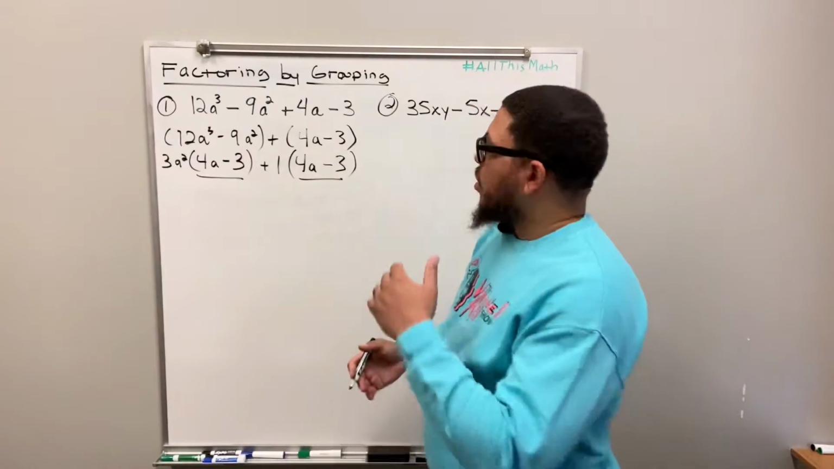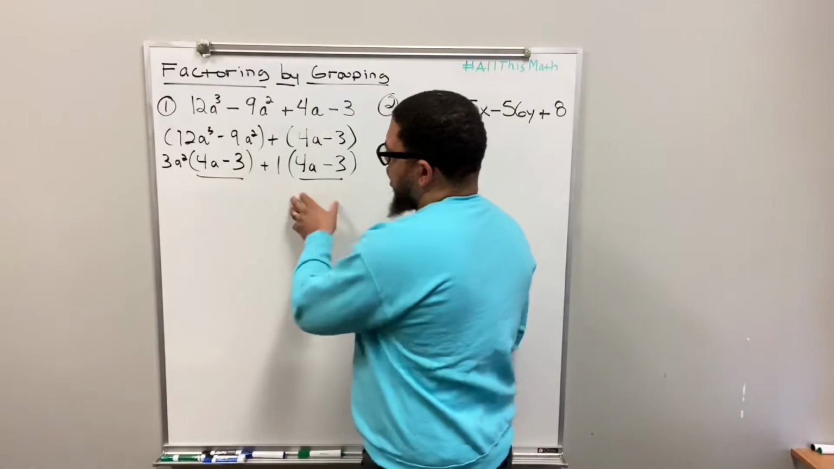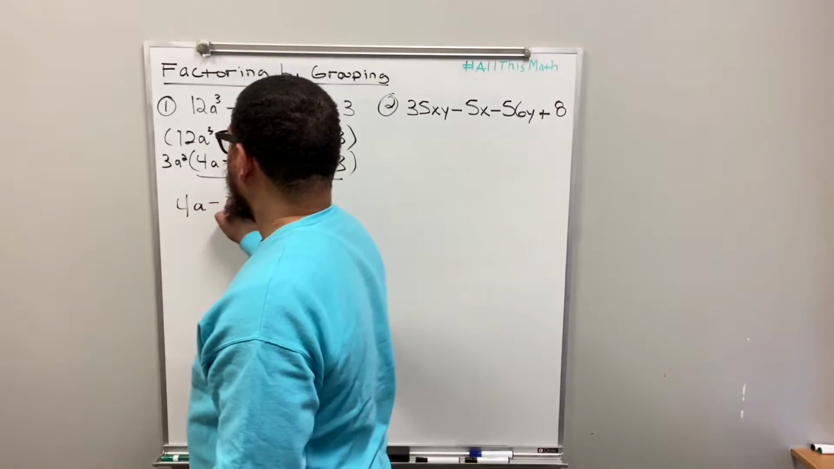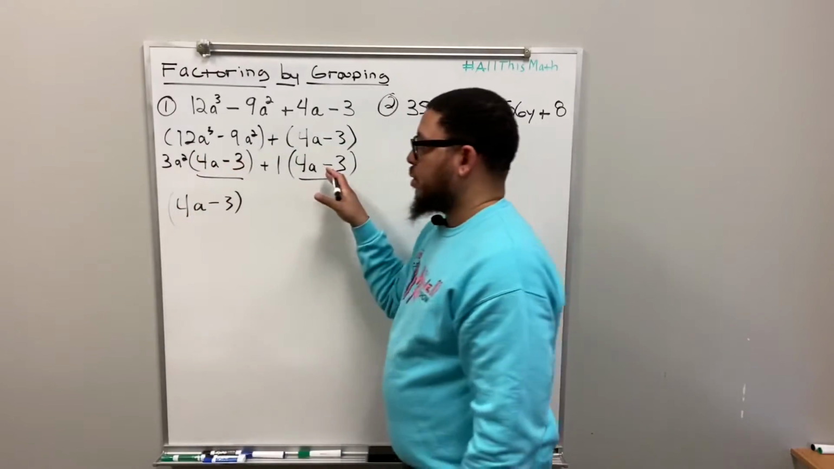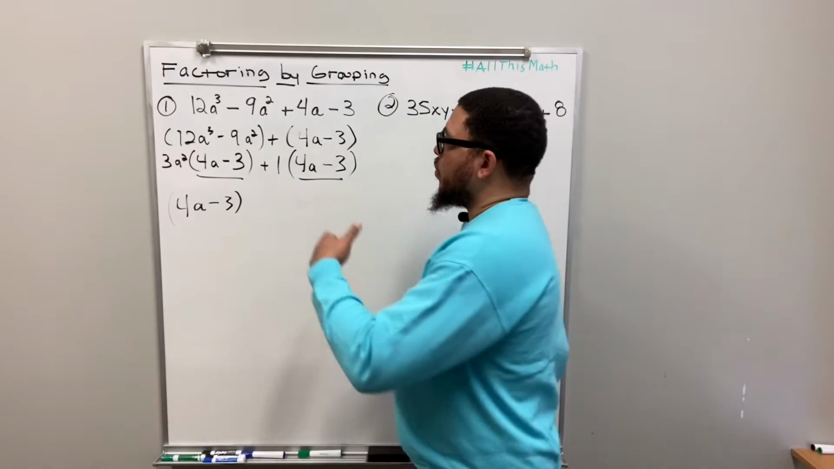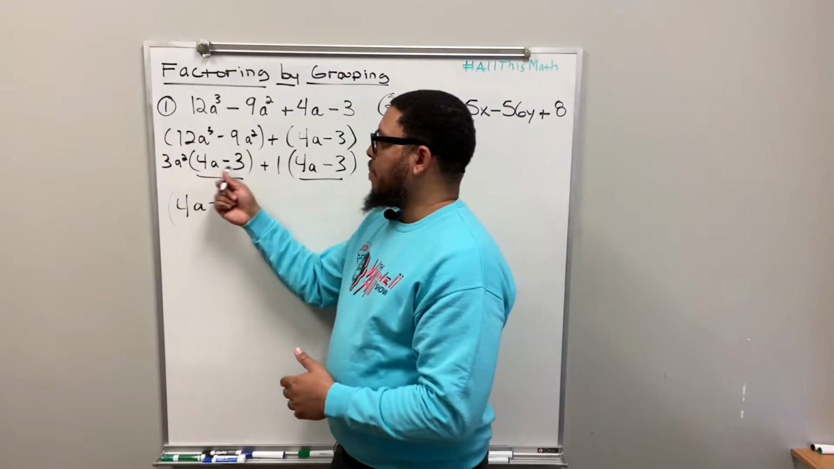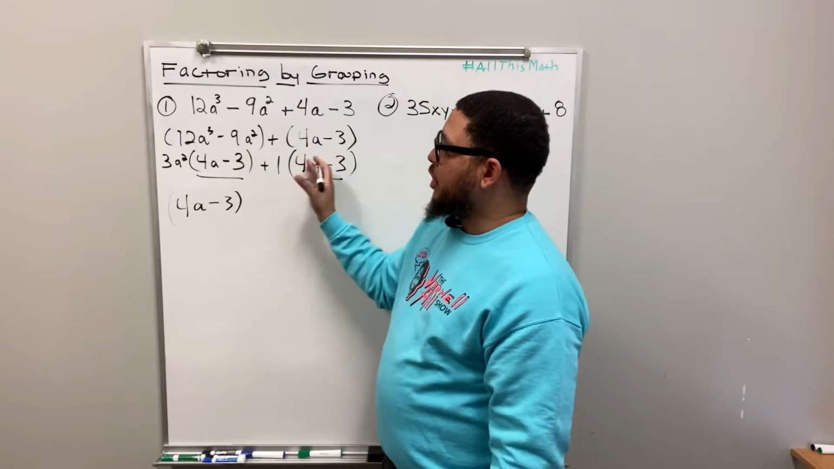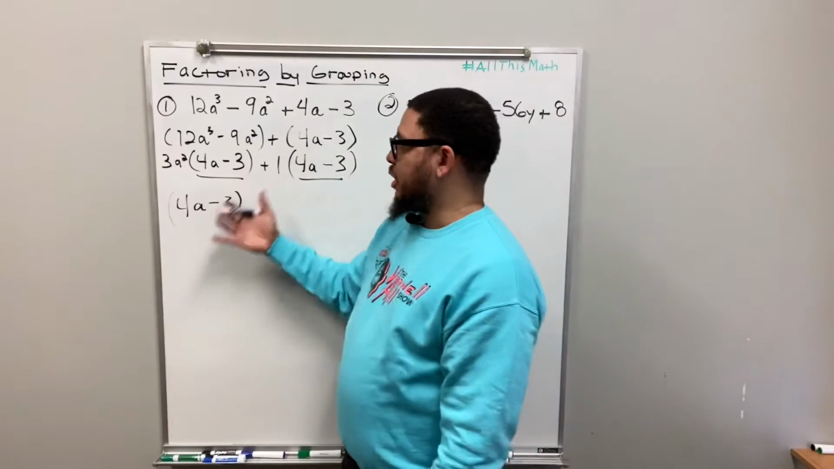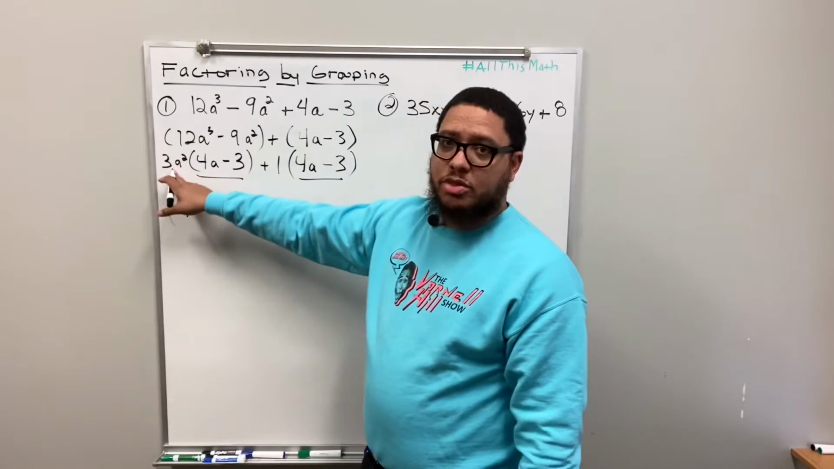So here's what you do, though. You take this binomial that matches up or that repeats, and you write it down one time. So up here it's written twice, but in your final answer it's going to be written once, because technically speaking, what we're doing is we're taking the GCF again. So we're really saying that, okay, 4a minus 3 is actually a GCF of each of these two big terms, right? And then we do the same thing. We take the original term divided by the GCF. That will leave us with the terms on the outside.